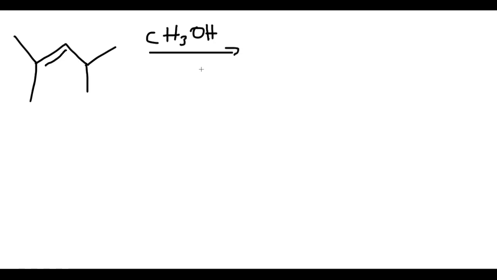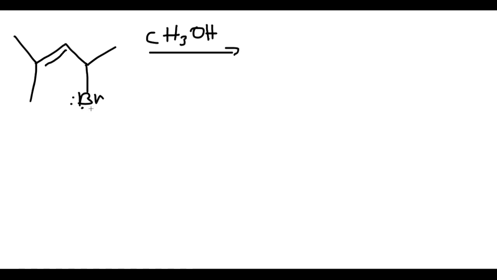Okay, let's do another problem now. We have this structure, and then we have an alkene this time, okay? And this is reacted with, let's say, methanol actually. And so our leaving group would be bromine.